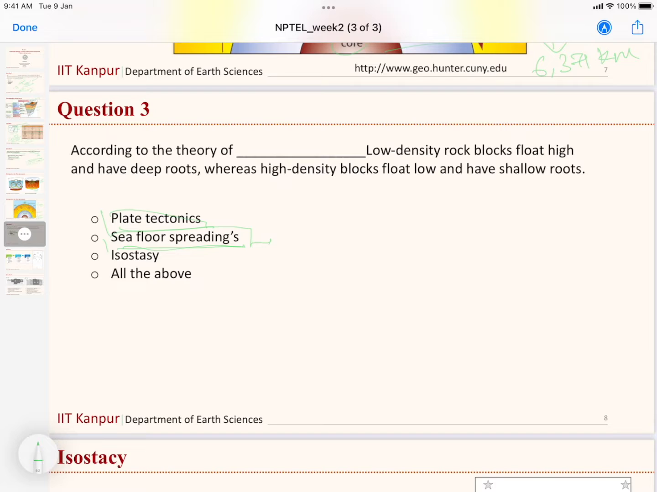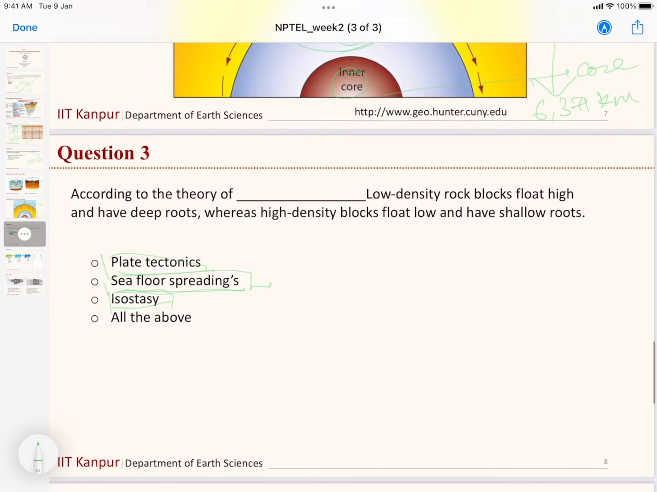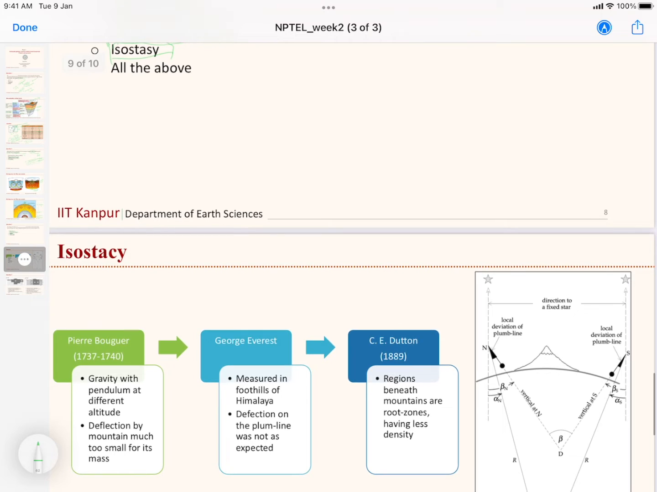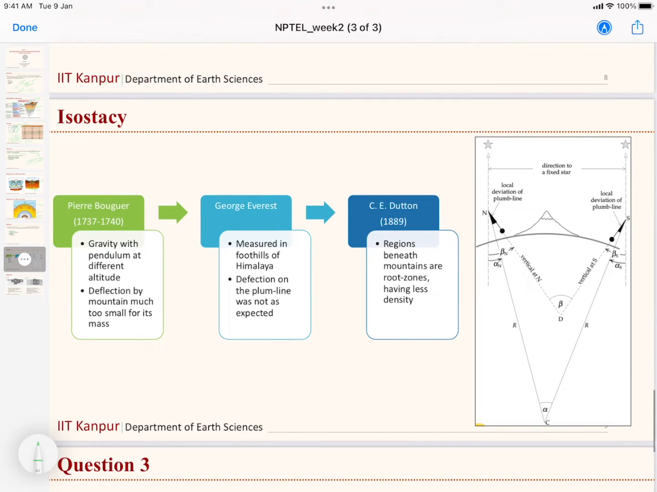Now the third option that we have is isostasy. This concept is important to understand, because I think it would be useful for you to answer questions in the exams as well. So let's move to this isostasy concept, and I would try to explain it in a very simple form so that all of you can understand.